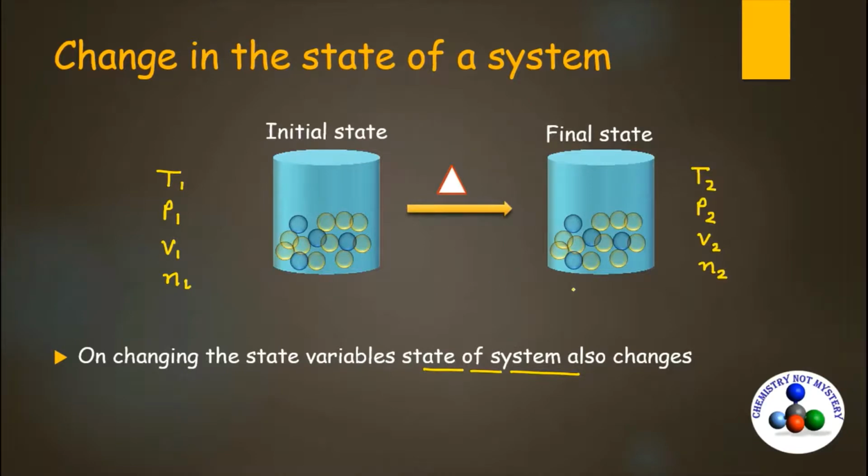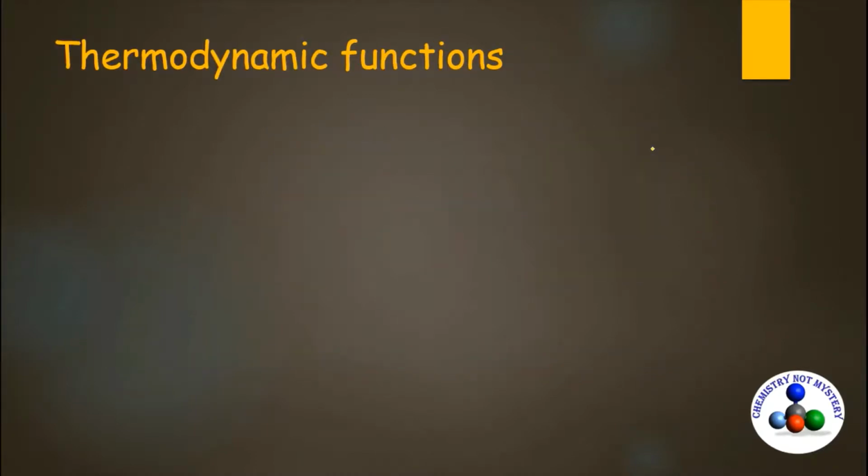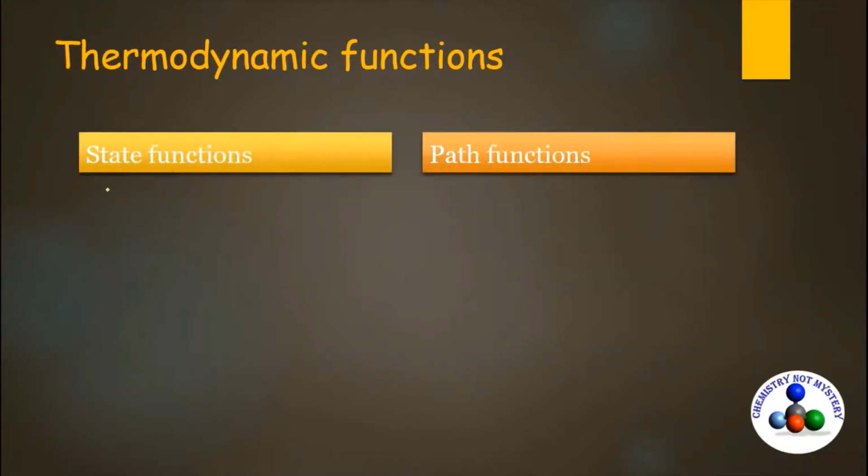Every system has some thermodynamic properties. These properties may depend on the path followed by the system to get to the final state, or they may be independent of the path followed by the system to reach the final state. So these thermodynamic properties can be classified into state functions and path functions.